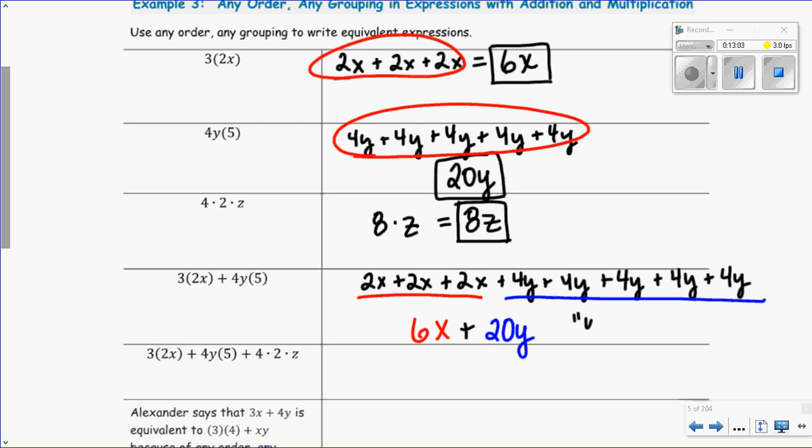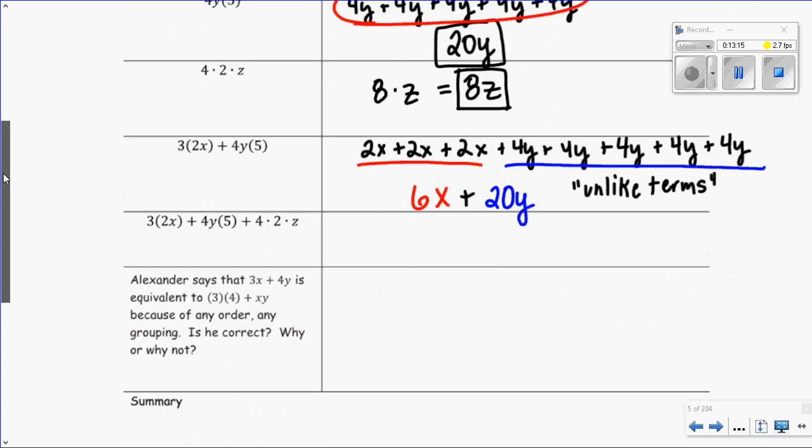So go ahead and write that because you're going to hear that phrase. Unlike terms. I don't know what x is and I don't know what y is, so I can't just combine them together to make a new problem. If it's multiplying, you can write them together, but this isn't multiplying.